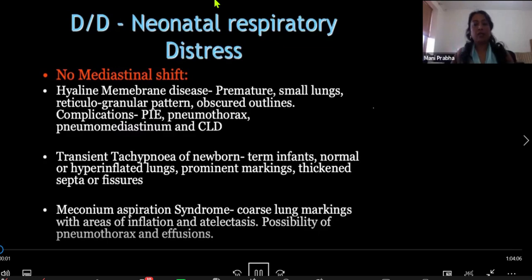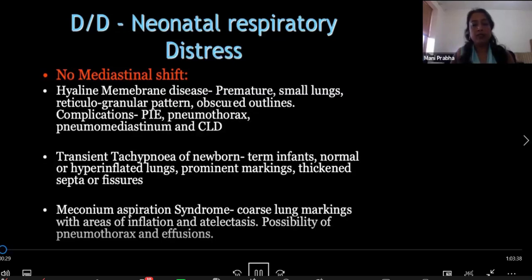Okay, we can start back again. And so we were discussing the differential diagnosis in neonatal respiratory distress. And so for neonatal respiratory distress without any mediastinal shift, 3 conditions we have to think about: hyaline membrane disease, transient tachypnea of newborn, and meconium aspiration syndrome. They have already been discussed.